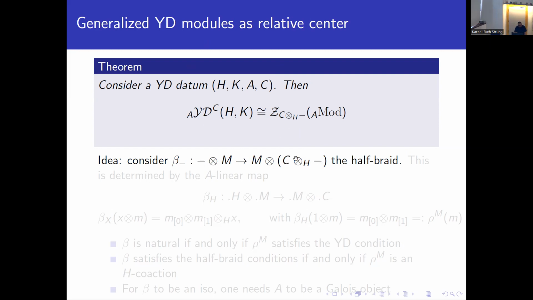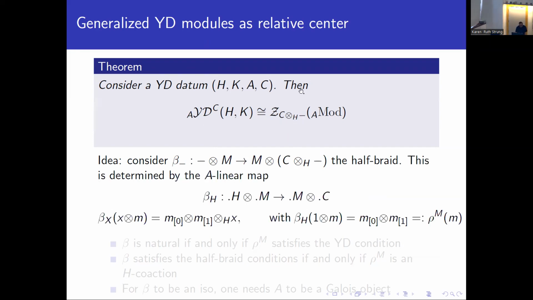So we will have that the functor from H module to A module is equivalent to C tensor something. And again, as usual, this half braiding is determined by a linear map. Well, we can put H here. If we put H here, then C tensor H over H just becomes C, and then the beta is determined by this map. And this is a linear map.